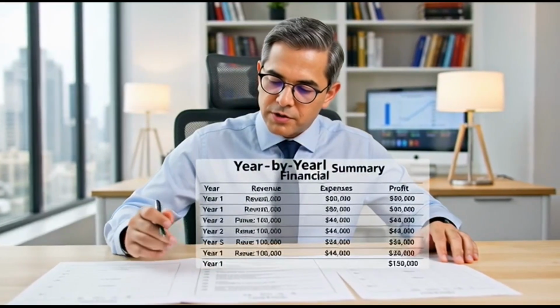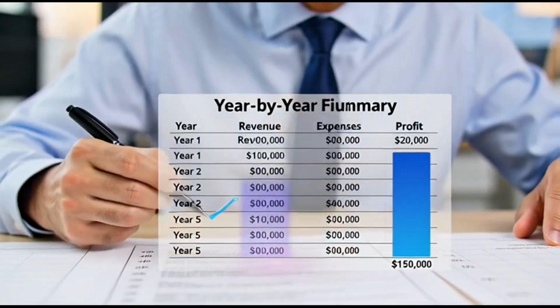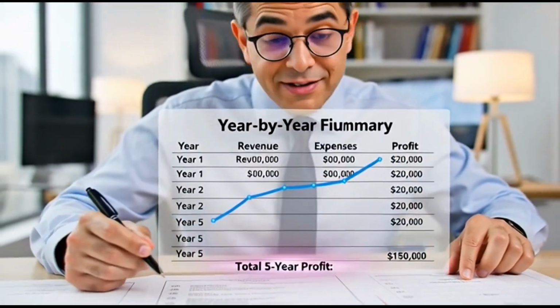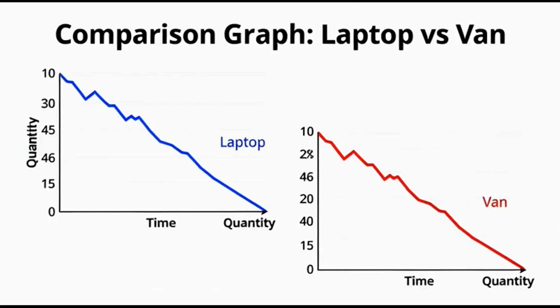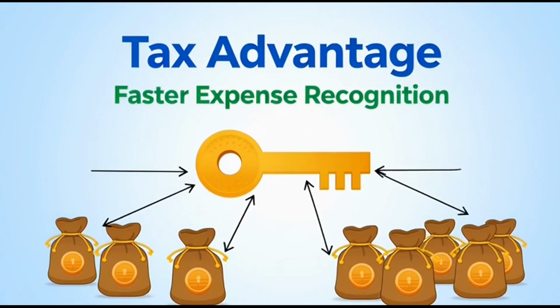Year 1 revenue was $100,000. After expenses, profit is $20,000. 5-year total, $150,000. Both examples show accelerated reduction. Many companies use this for faster expense recognition.